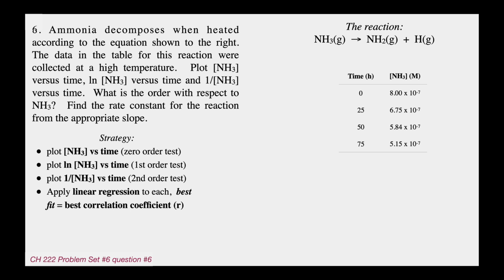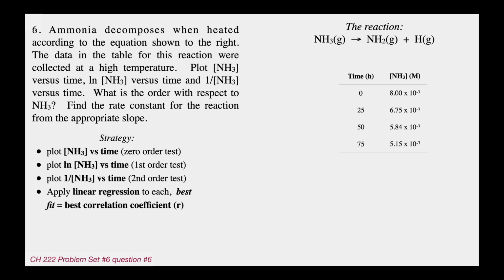So first, you want to plot these different values. The first one is easy. We have the NH3 concentration values. We'll plot those versus time. That's going to be the NH3 versus time. Now, natural log NH3 versus time means you have to take the natural log of the NH3 values. So natural log of 8.00 times 10 to the minus 7th equals some number, all right? Those are the numbers you're going to plot versus time for the 1st order test. 1 over the concentration means 1 over 8.00 times 10 to the minus 7th, and that will be a number. And those sets of numbers versus time are what you want to plot for the 2nd order.